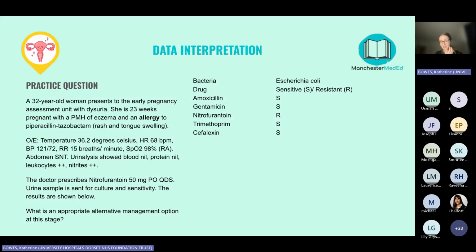Okay, so we've got a data interpretation question here. I think there's only one of these, so give it a go and just like the message. Okay, let's have a look.